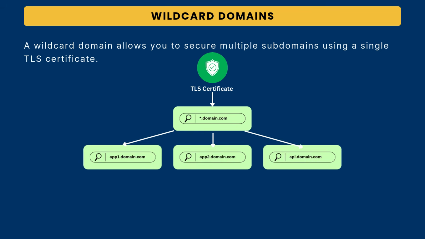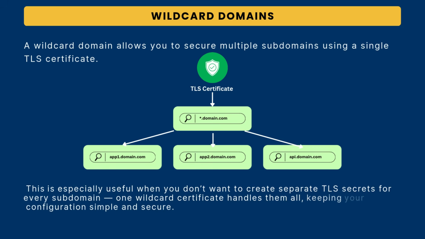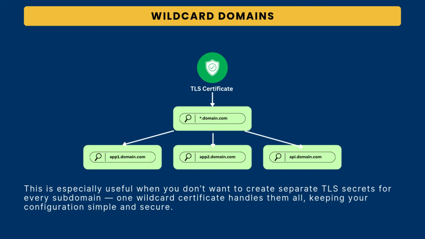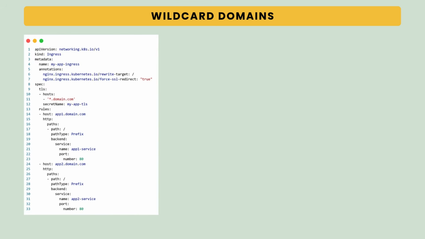For example, *.domain.com will cover app1.domain.com, app2.domain.com, api.domain.com, and any other subdomain you create. This is especially useful when you don't want to create separate TLS secrets for every subdomain. One wildcard certificate handles them all, keeping your configuration simple and secure. Now, let's check out the YAML.